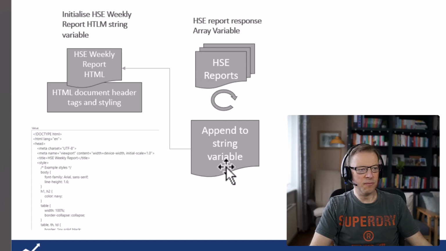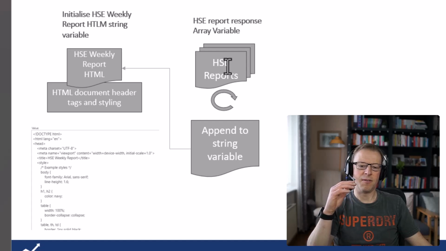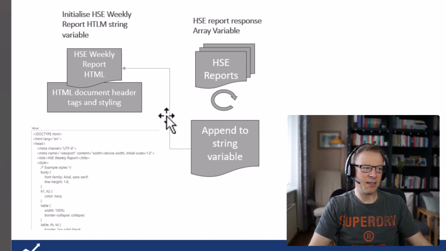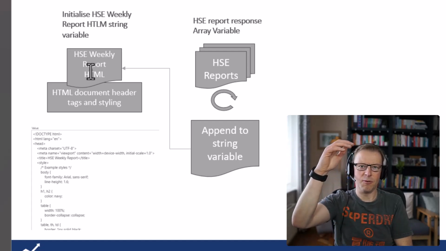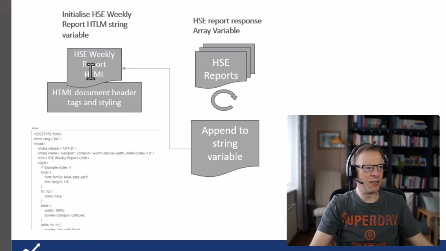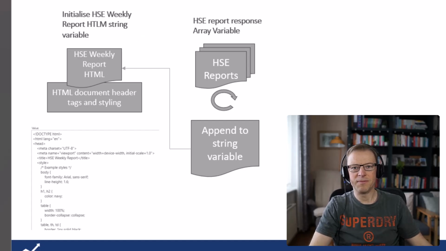Then we're going to create a loop, an apply to each, across that array that's got all of the responses for all of the mini reports. And we're going to append that to the string variable, so it's going to put the array into one continuous string. So let's go and we'll do that.